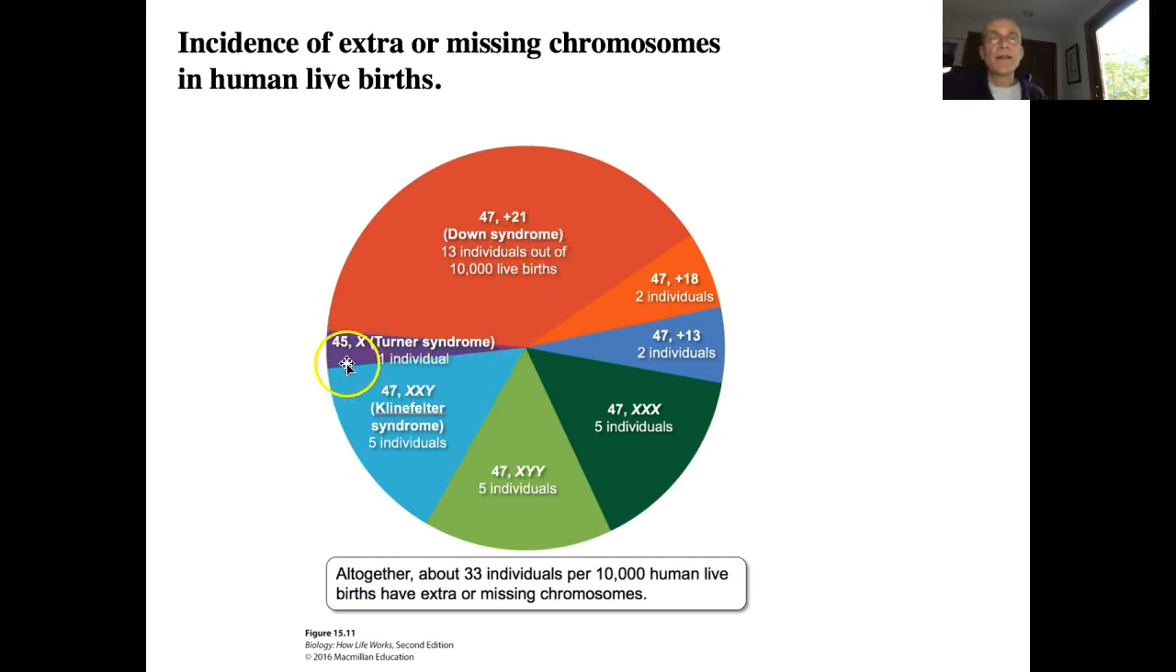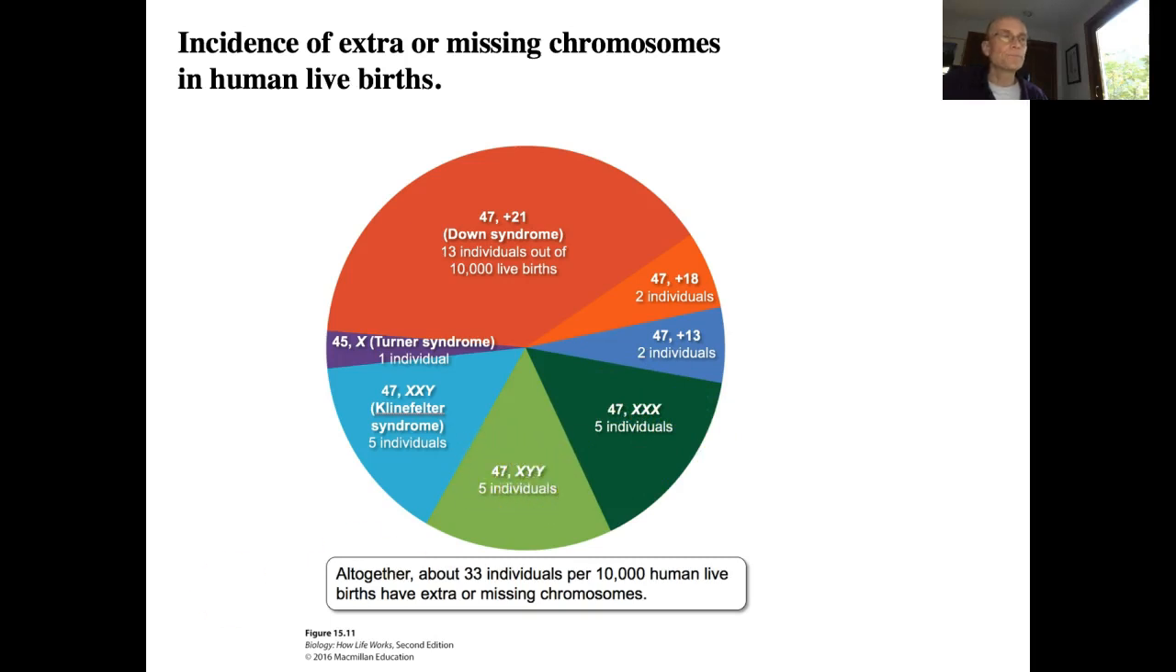There are other cases where you have, for example, only a total of 45 chromosomes, so there's one missing, and that's one that has an X chromosome but not a Y chromosome. And that's called the Turner syndrome, and then the Klinefelter syndrome is the one where there's an extra chromosome, so not 46 but 47, and that has an extra X and a Y chromosome. And then there's also these possibilities, an extra 18 of the somatic chromosomes, an extra 13 of the somatic chromosomes, triple X individuals or XYY individuals.